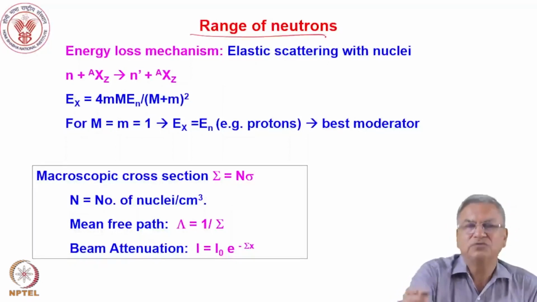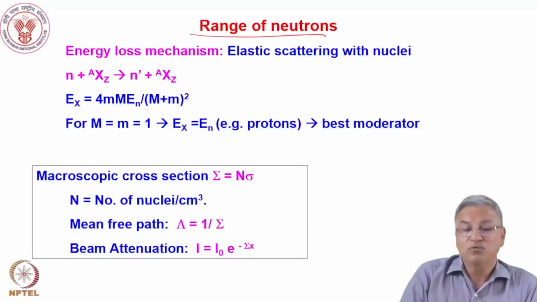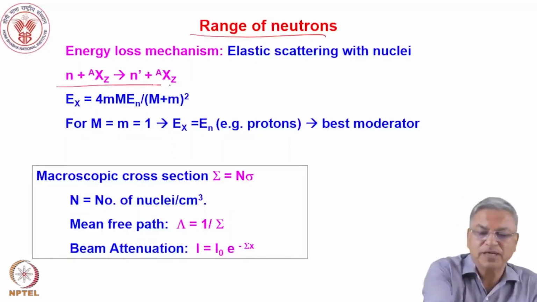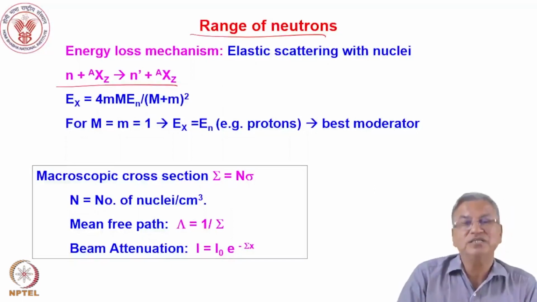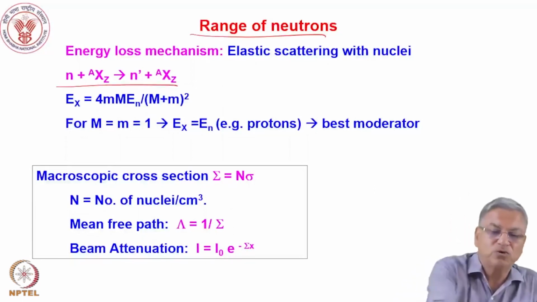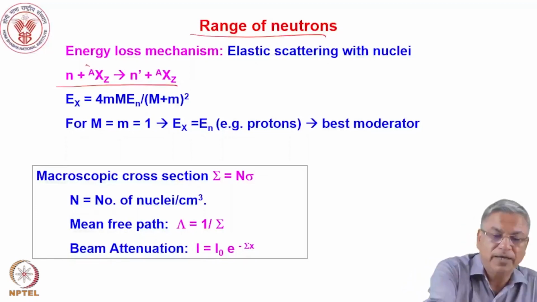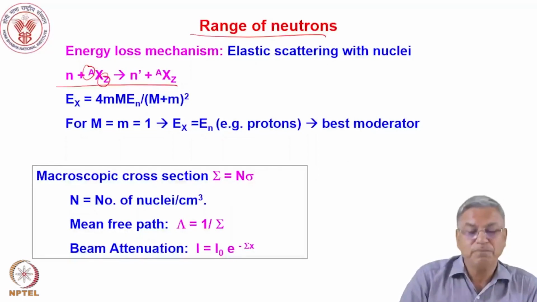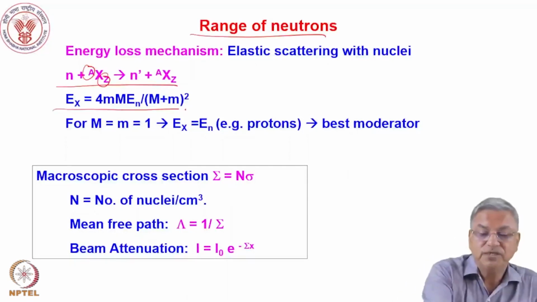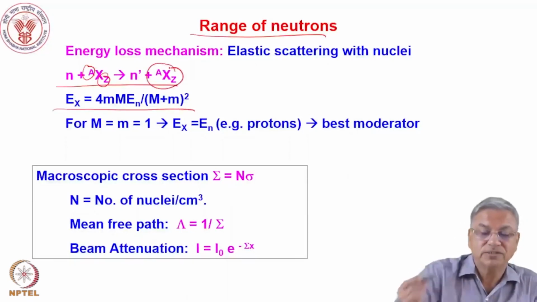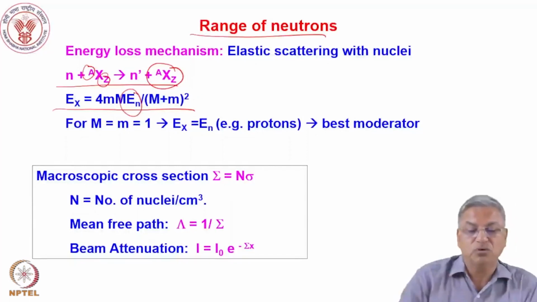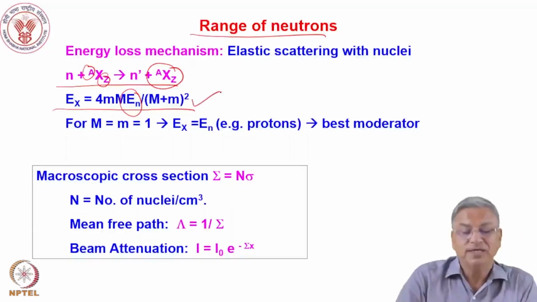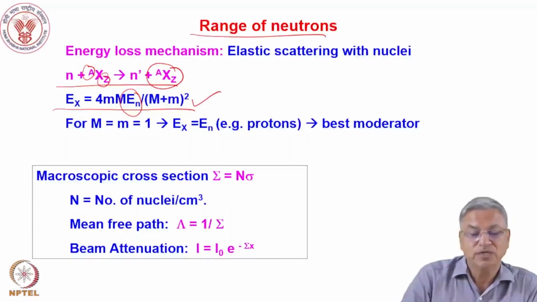And what is the range of the neutron, how much distance can they travel, since they are neutral particles? So the energy loss mechanism is initially only by elastic scattering or inelastic scattering. So if a neutron is colliding with a nucleus of mass number A, atomic number Z, you can set up the kinematics, like we did in the case of heavy charged particles and electrons. The energy received by the recoil nucleus will be 4Mm upon (M plus m) squared into the energy of the incident neutron. This is the same formula we derived for the heavy charged particles. So the same thing applies here.